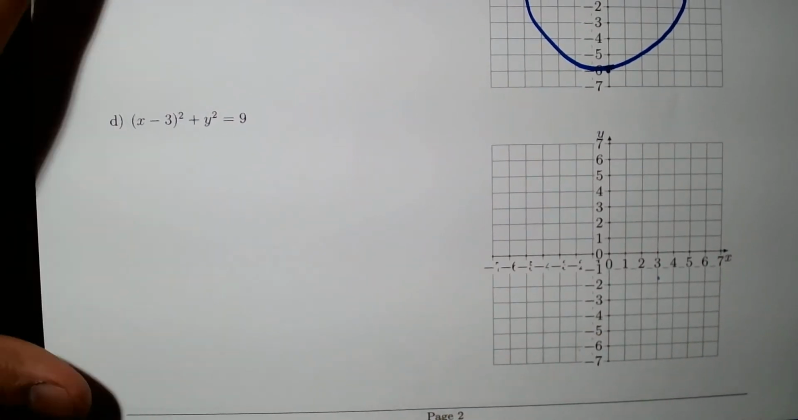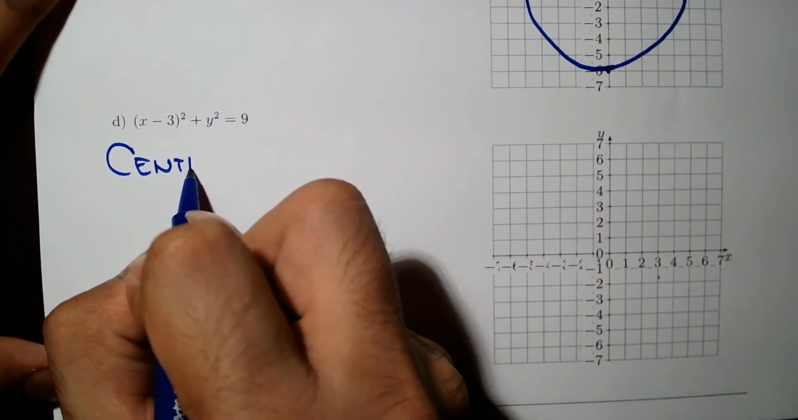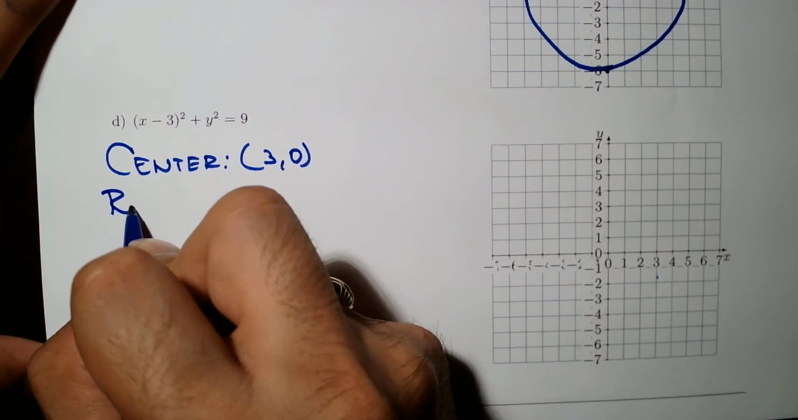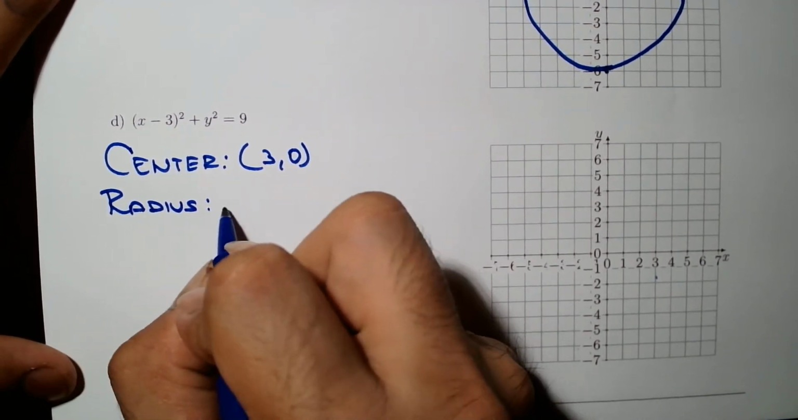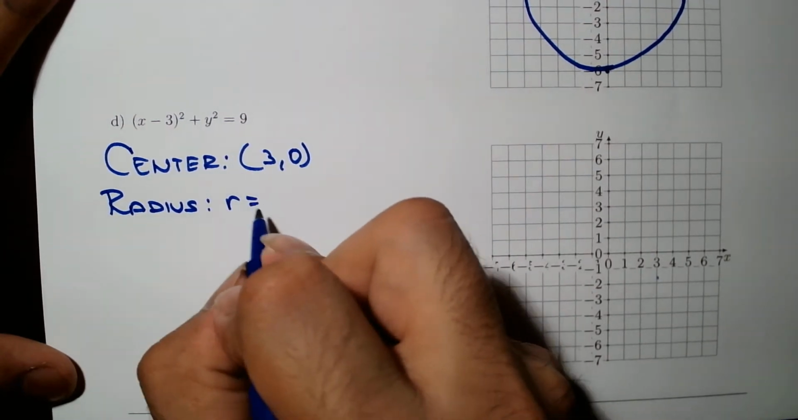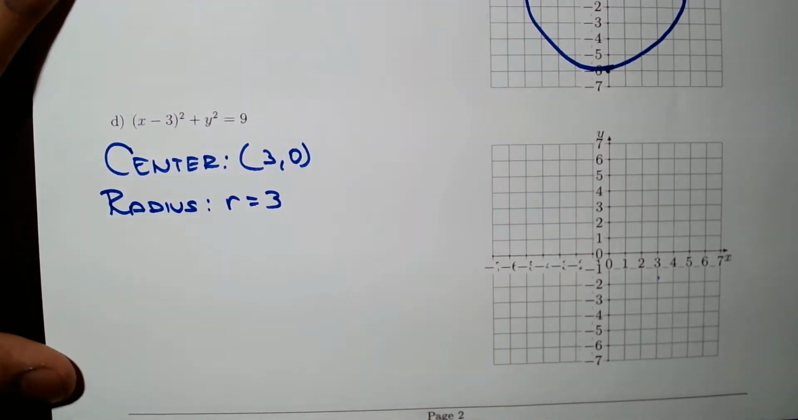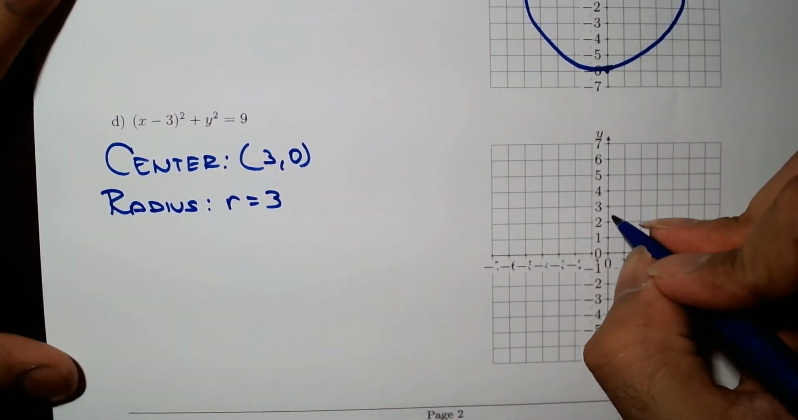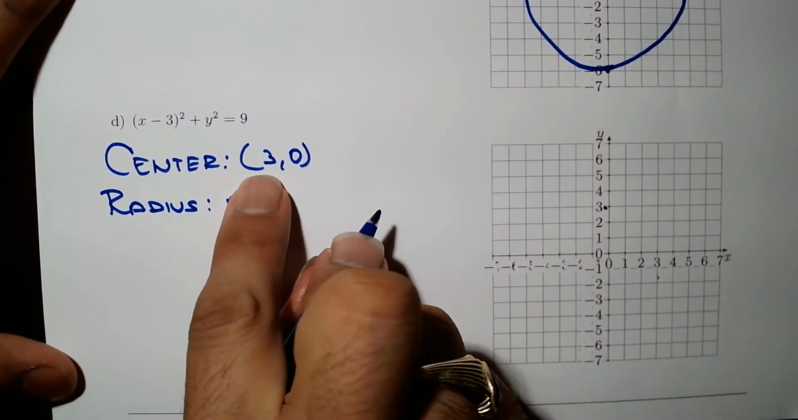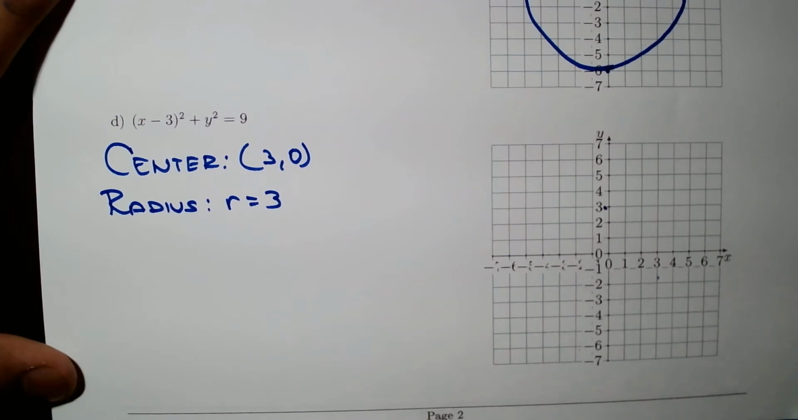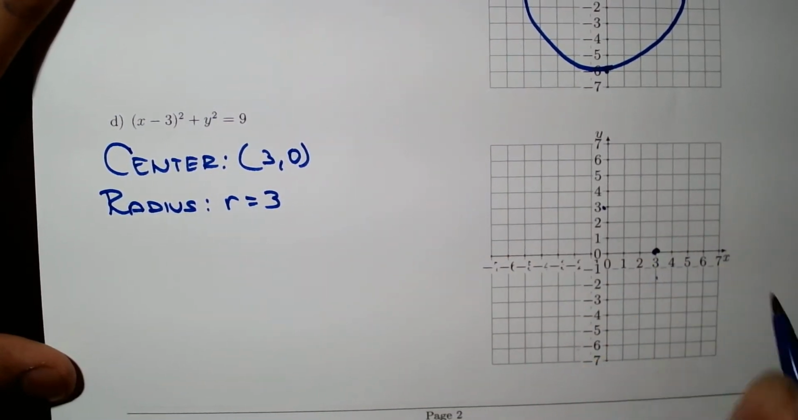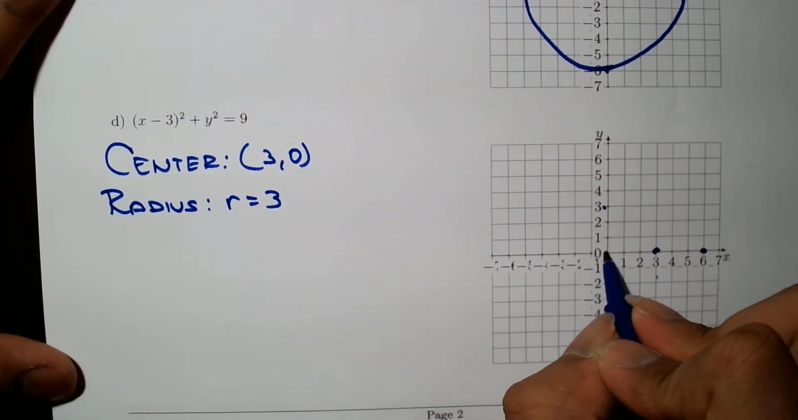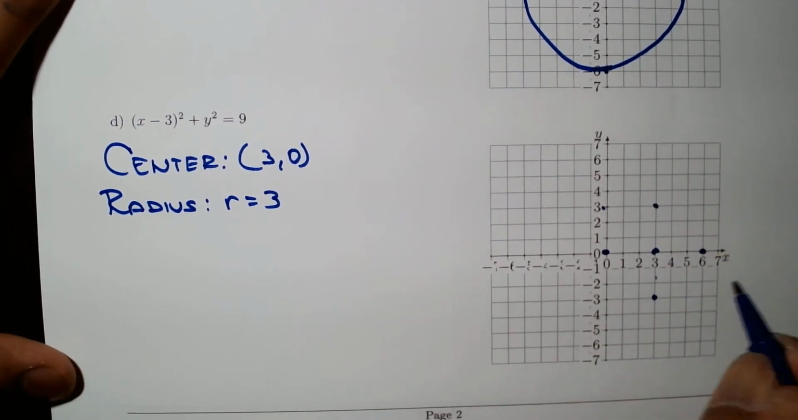One more here. Center, which is (3, 0), and the radius, which is r, equals the number whose square is 9, which in this case is 3 again. Alright, so let's go and plot the center. Go up 3 units, 3, oh wait a minute, (3, 0), which is going to be here. And then from there we are going to count 3 units to the right, 3 units to the left, 3 units up, and 3 units down.